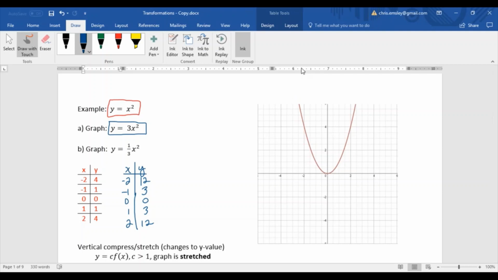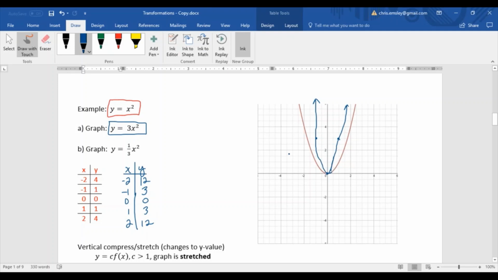-2, 12 would be way up off the top of our graph, so we'll just skip that point. -1, 3 would be here. 0, 0 would be here. And 1, 3 would be here. And we only have 3 points here since the values of y get large so quickly. But we kind of know what's going on with this shape now just from our experience. So we want to connect those points with a nice smooth parabola. Sorry, it's a little shaky. Hopefully you get the idea.